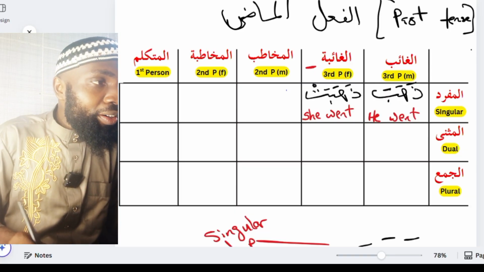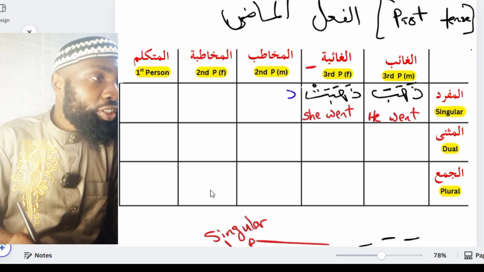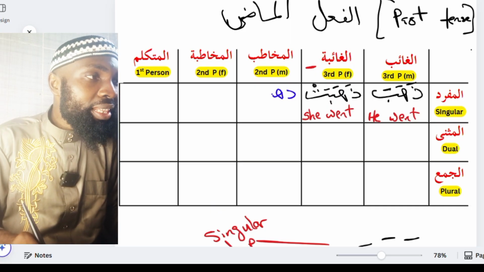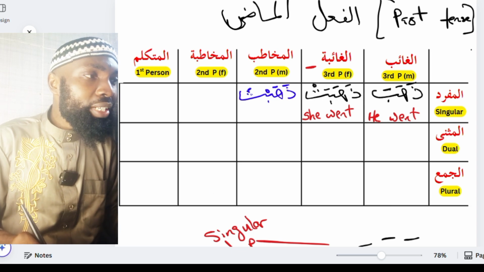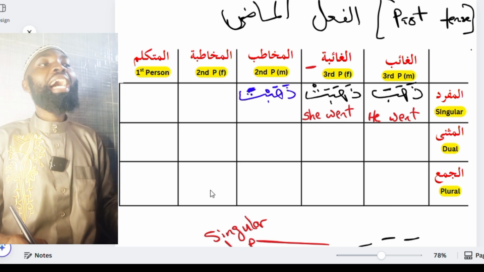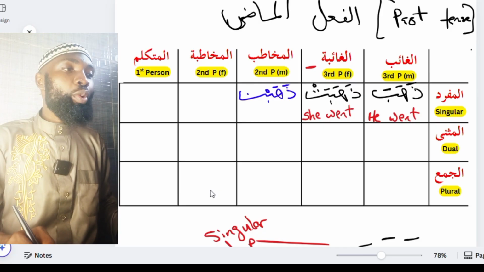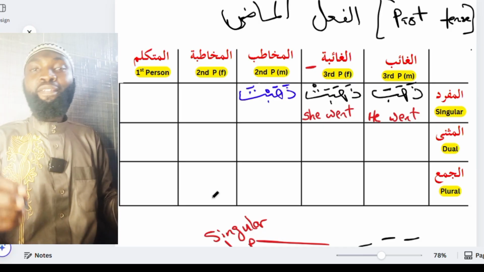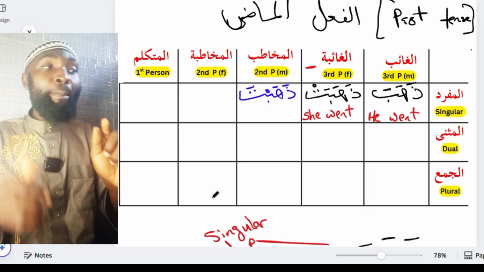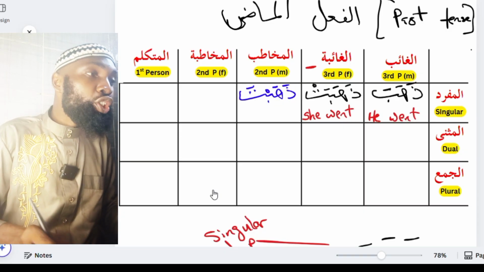The verb would be in, let me still use this color. It should be what? Dhahabta. Can you see it? Dhahabta. What's the difference between this word and dhahaba? This ta that has been added to it. We now have what? Dhahabta. The ta is having fatha this time. So dhahabta, it means what? You went.